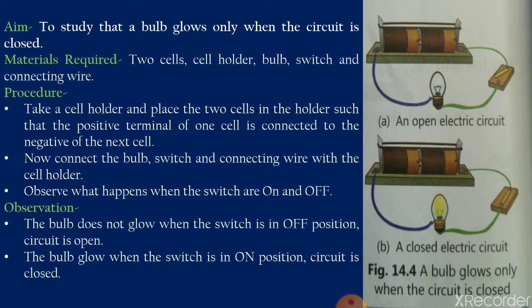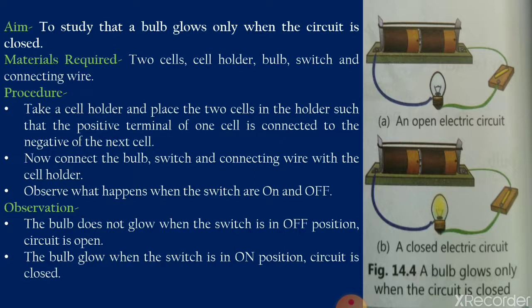First of all, we have to take a cell holder and place the two cells in the holder such that the positive terminal of one cell is connected to the negative terminal of the next cell, as you can see in the diagrams. Now connect the bulb, switch and connecting wire with the cell holder, as you can see in the image.